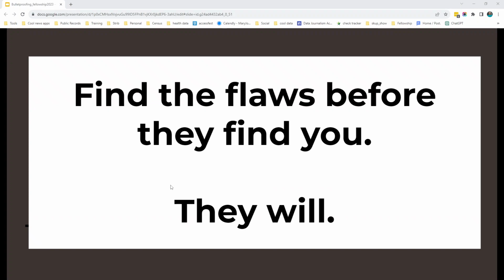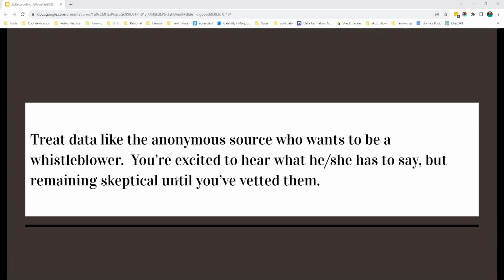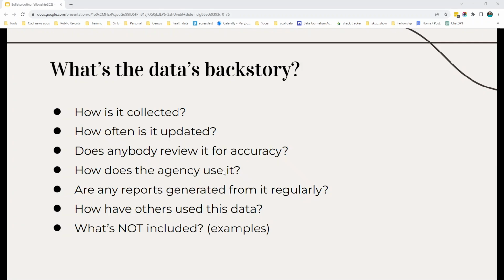The bottom line is that your data will have flaws. Some will be minor, some might be detrimental. The key is that you have to find them before they find you. I promise you that they will find you at some point. So we need to think about data as kind of like an anonymous source who wants to be a whistleblower. You're really excited to hear what he or she has to say, but you need to remain skeptical until you've vetted them and checked out what they have to say. And so that's how you should treat data right from the beginning, always, no matter what data it is.